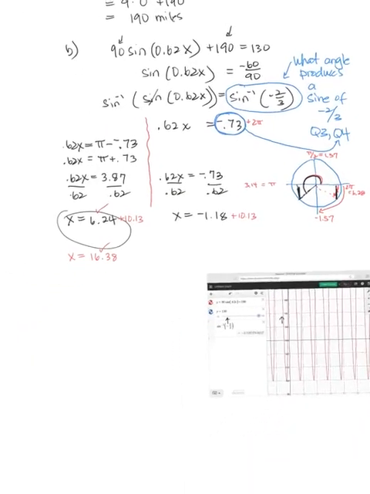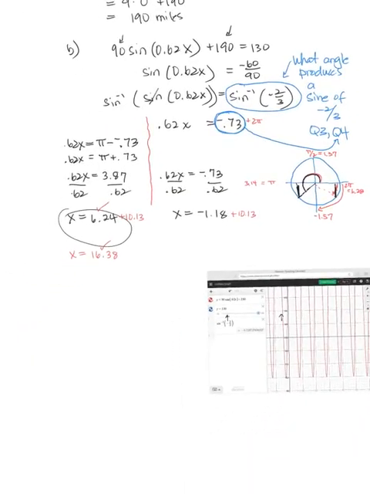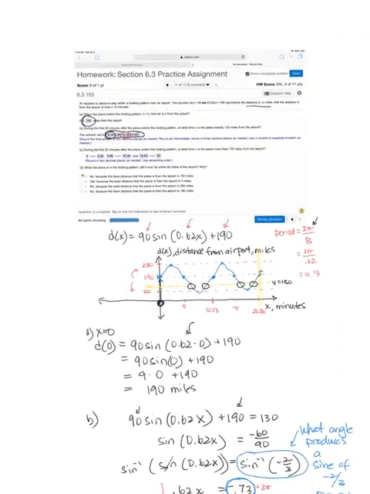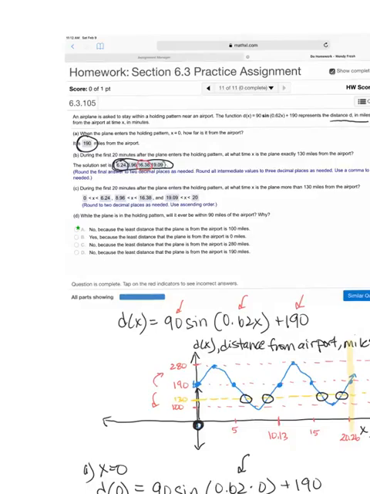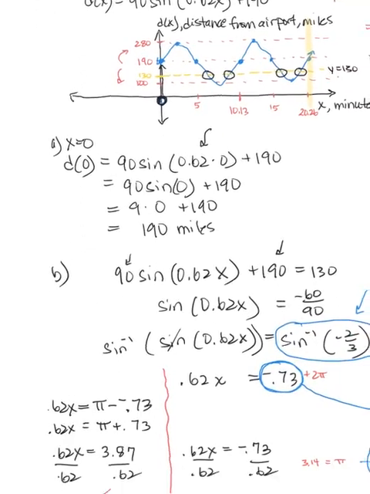Now let's go up here and say, okay, what is negative 1.18 plus 10.13? And when I did that, I got 8.96. Is 8.96 one of my answers? Let's look. Sure enough, there is 8.96. And then there's one more.